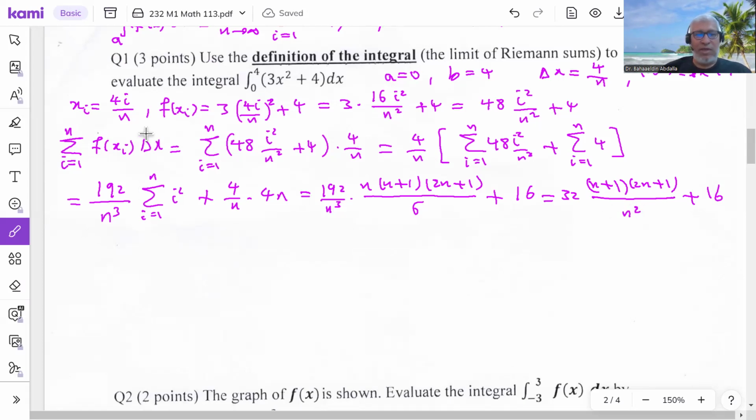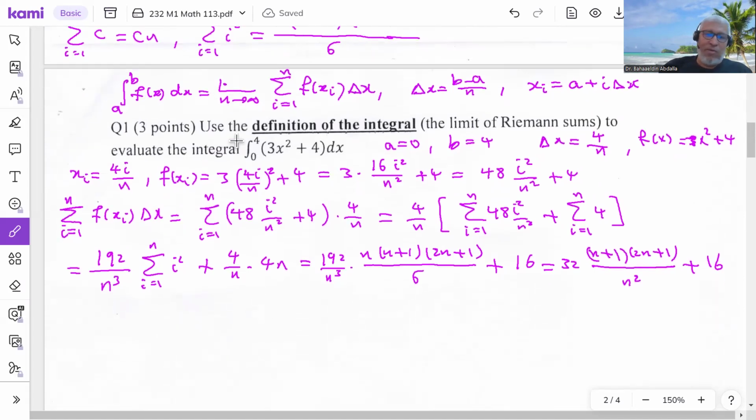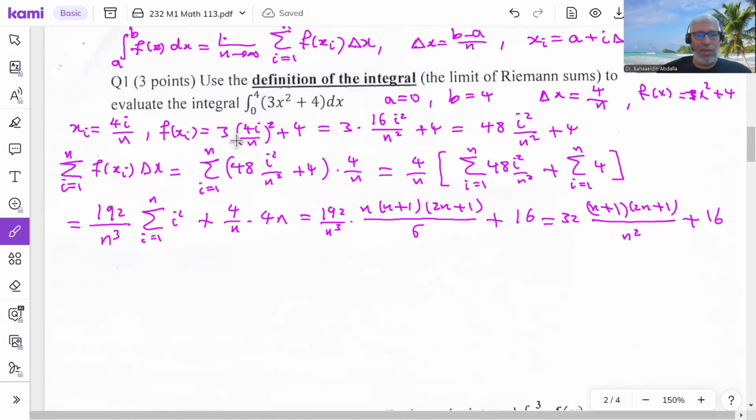And I need to find now, according to the definition, the limit when n goes to infinity. So let me take the limit when n goes to infinity of this. Well, I have 32, let me write it again: n plus 1 times 2n plus 1 over n squared, plus the limit of 16 when n goes to infinity.